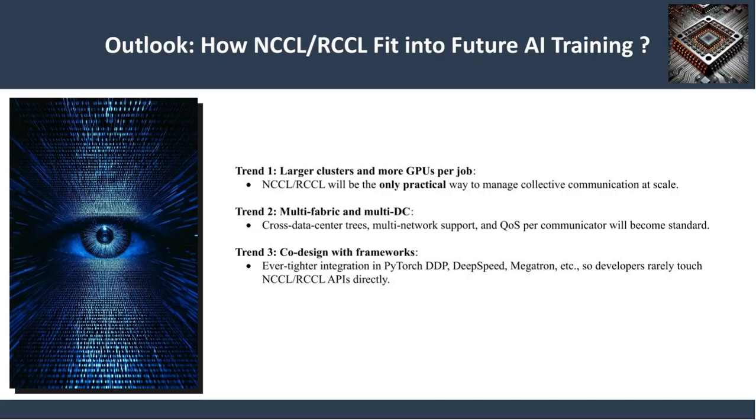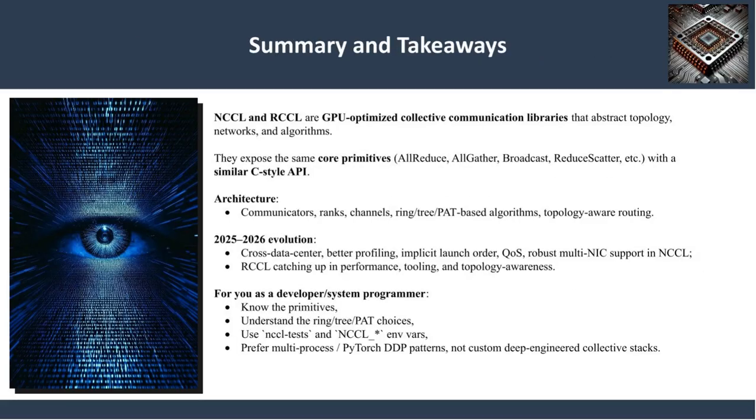They will support cross-data center trees and multi-network setups, becoming standard with quality of service per communicator. Integration with frameworks like PyTorch Distributed Data Parallel, DeepSpeed, and Megatron will deepen, minimizing direct application programming interface interaction for developers. NCCL and RCCL are essential for GPU-optimized communication, offering core primitives and topology-aware routing.